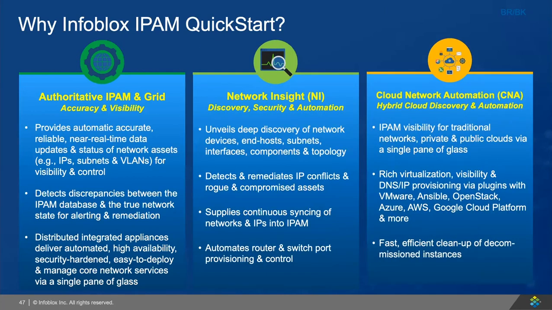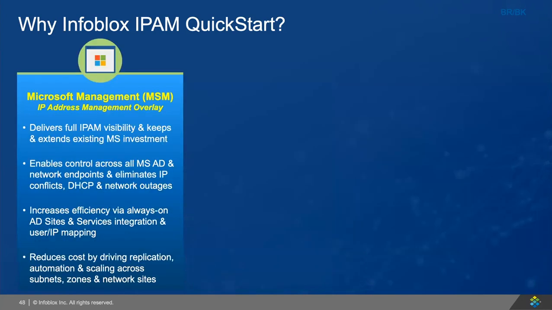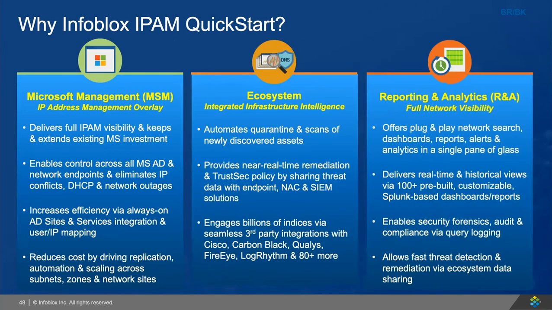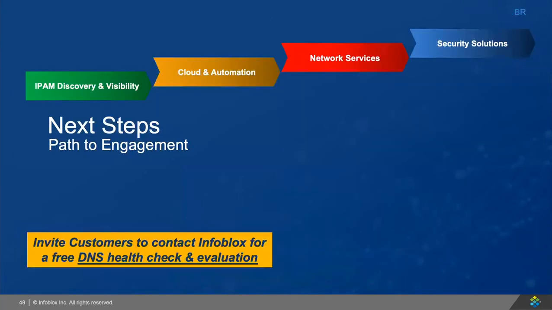So what is the QuickStart and why is it important to you? Well, it gives you authoritative IPAM, as we've shared. You get accuracy and visibility. You get the discovery with network insight, the security and the automation. You do the same in the cloud. And then, of course, we have Microsoft Management, which is your overlay that allows you to keep all your protocols in play. And then, of course, the ecosystem that shares that integrated threat intelligence as well as reporting and analytics to really see the full visibility of everything that's on your network.